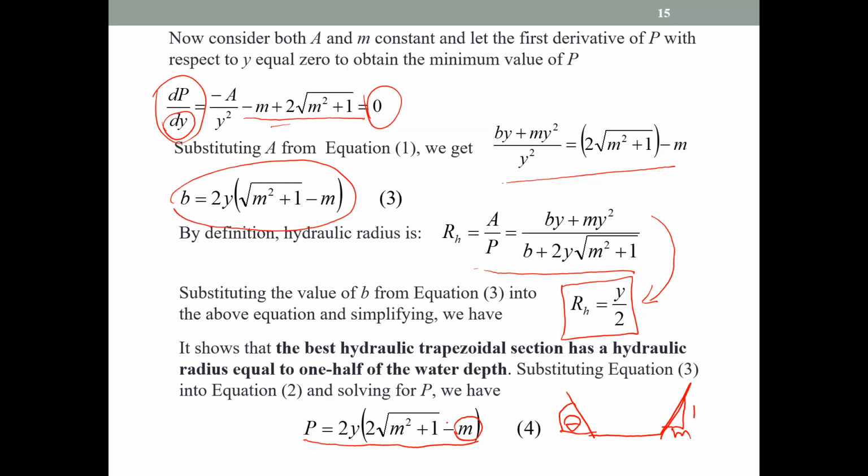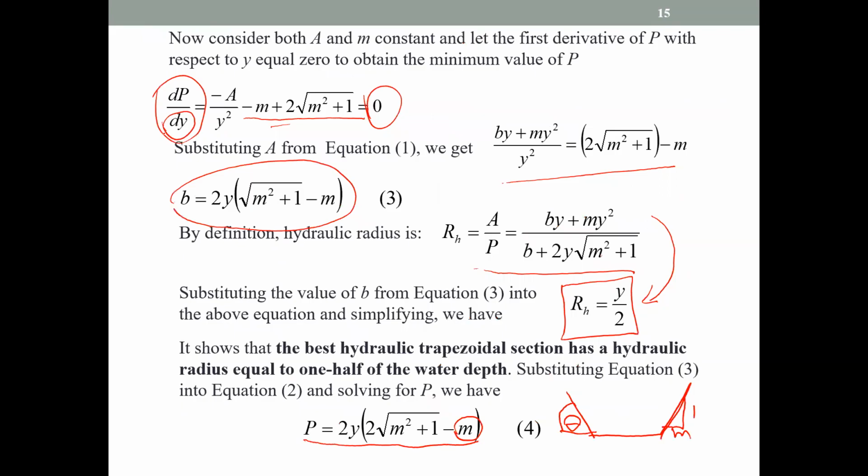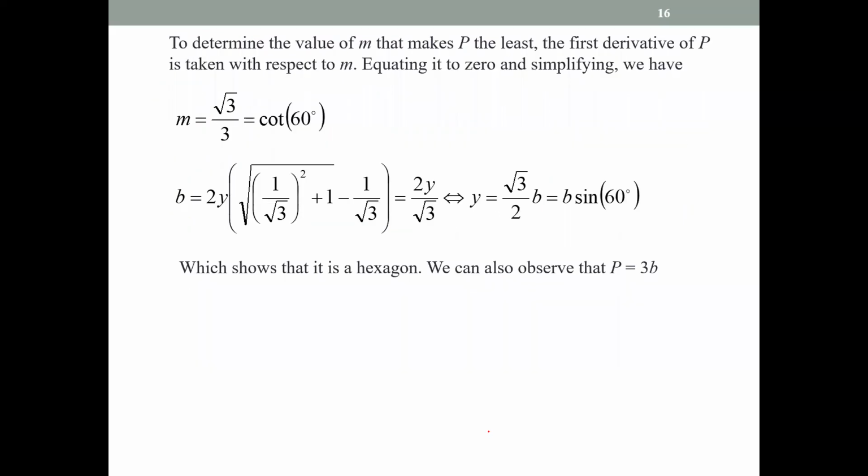Why? First, there are two variables, y and m. By taking the derivatives with respect to y, we minimize the wetted perimeter, but we still have m. So now I take the first derivative again, dP over dm, considering m as a variable. Again, make it equal to 0 for minimum wetted perimeter.